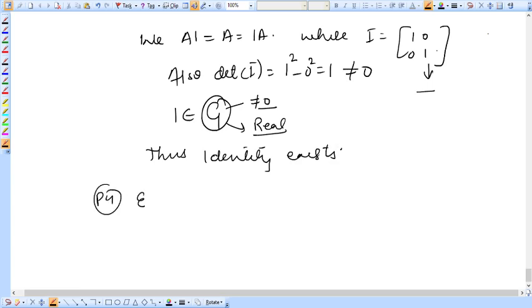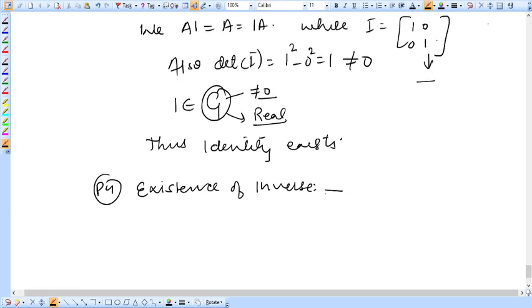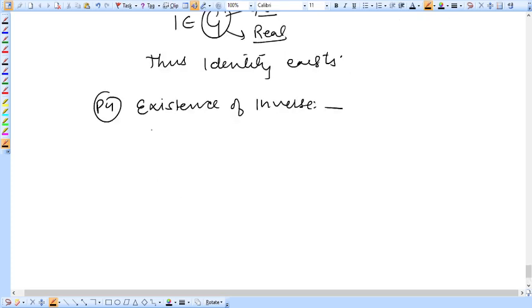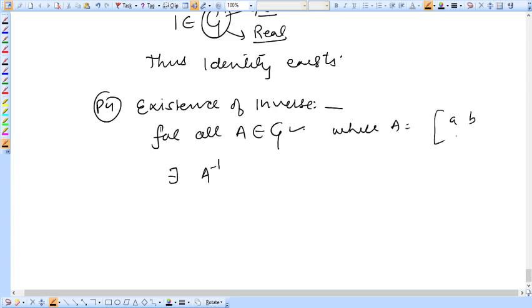property, for existence of inverse. So see, for all A belonging to G, there exists A inverse, okay, where A is equal to [[a, b],[c, d]].